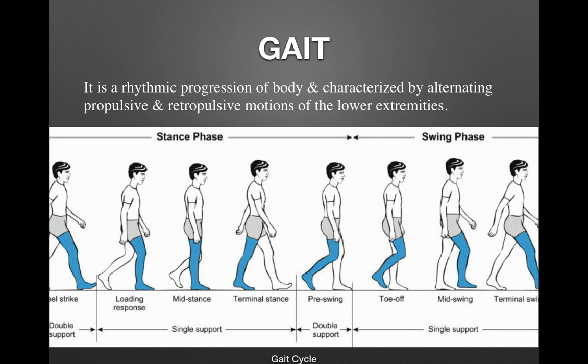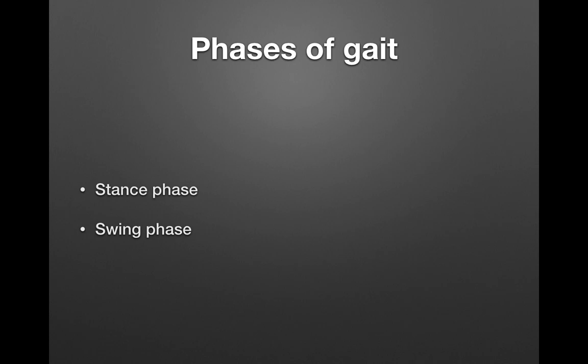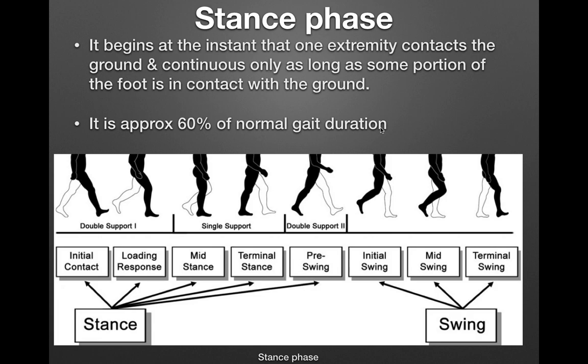Now you all know there are two phases, stance and swing. Stance comprises 60% of your gait cycle and swing comprises 40% of your gait cycle. Stance phase begins at the instant one extremity contacts the ground, and this phase is continuous only as long as some portion of foot is in contact with ground.